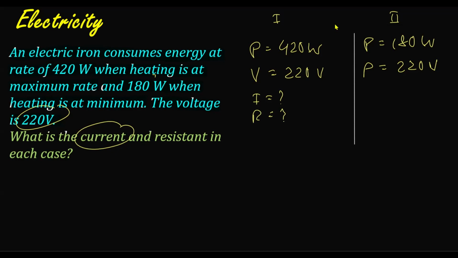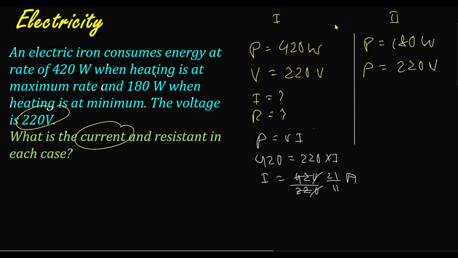Now, first I'll be applying the relation P is equal to VI, which is very frequently used. So P is equal to VI. Power is given, so I'll replace power with 420. V is 220, multiplied by I. So from here I can say I is equal to 420 divided by 220. I can reduce it by 20, and this is 11. So I'll write 21 over 11 ampere in this case.